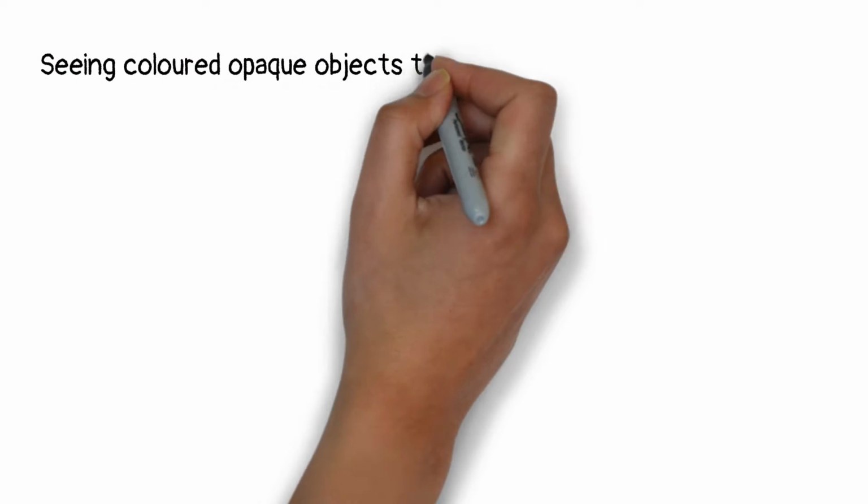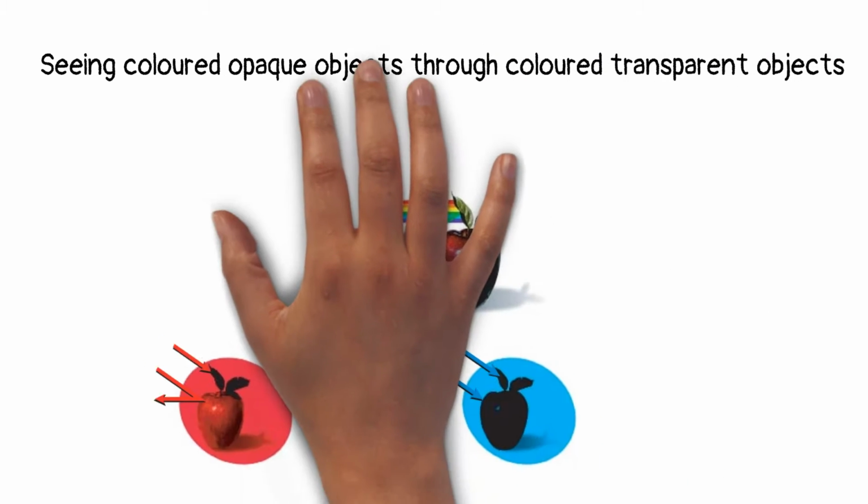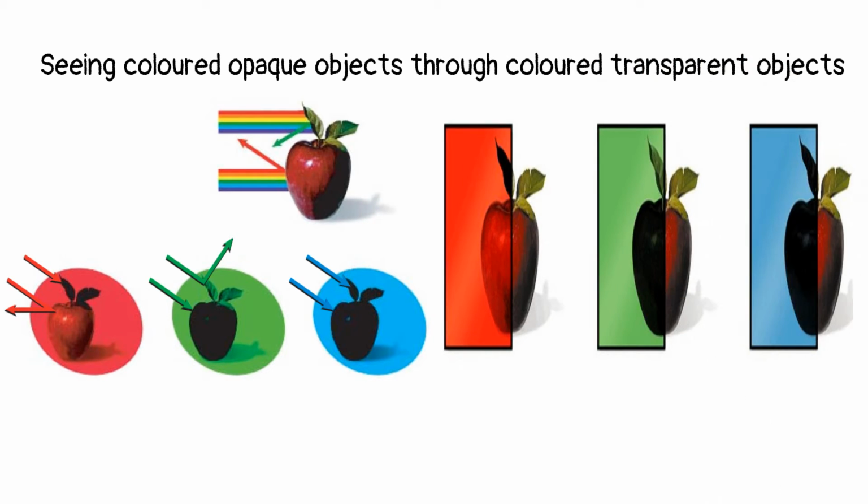Seeing a colored opaque object through a transparent object. What will happen when we try to see a colored opaque object through a transparent colored object? As we see here in this case, if we have a red apple, when we look at it directly, we can see it as red. Why? Because it's red, so it absorbs all of the white light and reflects its own color, because the apple of course is an opaque object.